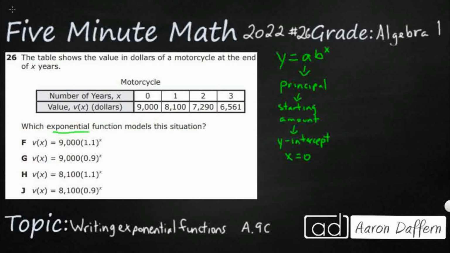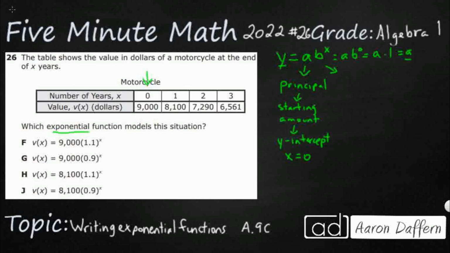Well, look what happens up here if we make x equals 0. I'm just going to replace that x with a 0. Well, it's a times b to the 0 power. Anything to the 0 power is just 1, so it's just a. So when x equals 0, y equals a. So that's good to know, because take a look right here. We have our y-intercept. We have x equals 0, and so we know that a is going to be that 9,000.